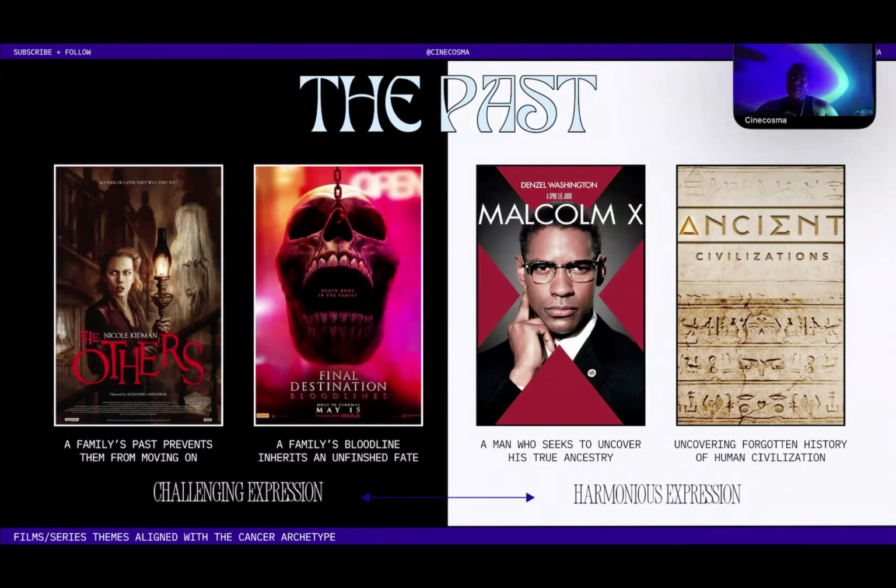Malcolm X is an individual type of story where we're watching an individual trace and try to find his place in history, whereas Ancient Civilizations is broad. The purpose is the same. They're trying to figure out where we come from. In both stories, they are looking towards the past.